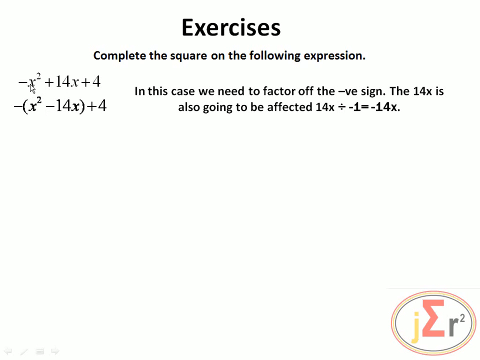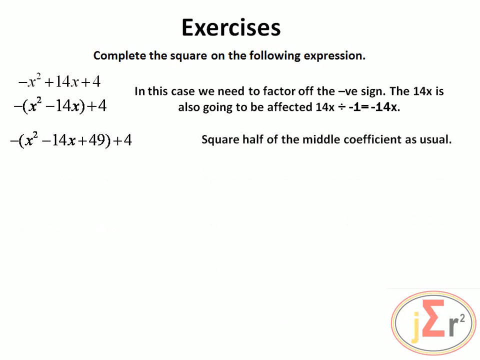Now, why couldn't we have completed this square with this negative x squared right there? Because there is nothing that we can square to give a negative expression. So that is why we need to factor off that negative 1. So let's see what happens. We are going to progress the same way. Square half of the middle coefficient as usual. So we're going to take half of the middle coefficient, which is negative 7, because half of negative 14 is negative 7. When we square negative 7, we get a positive 49.